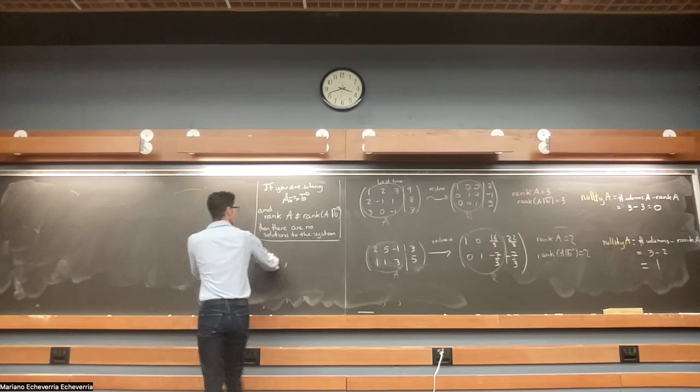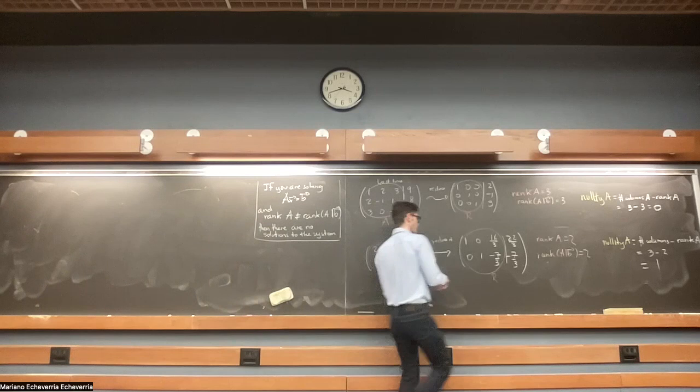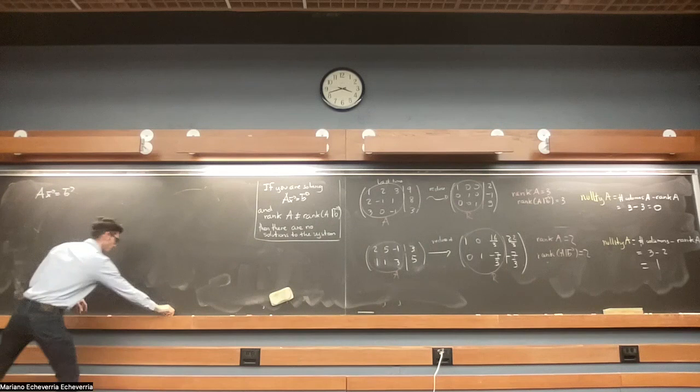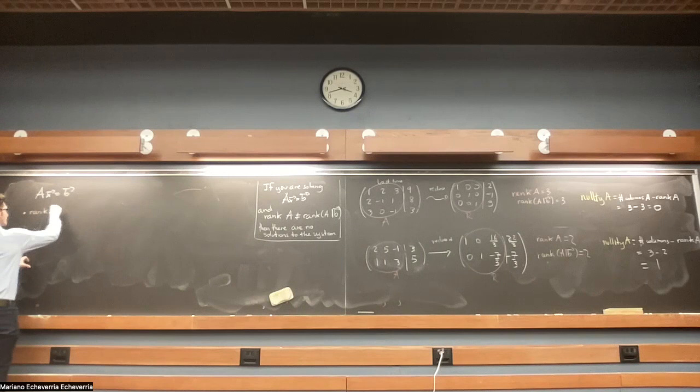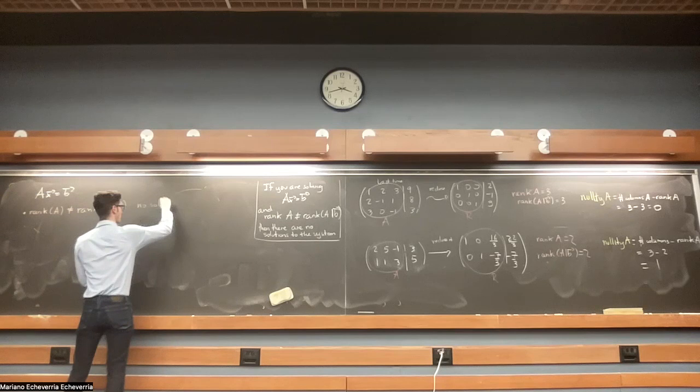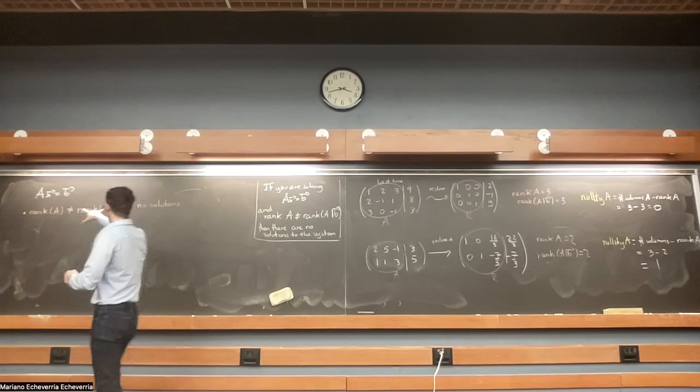Let me write all of them together. So you have this system AX equals B. Option one is that the rank of A is different from the rank of A with B. And again, this is what I wrote there. That means no solutions.